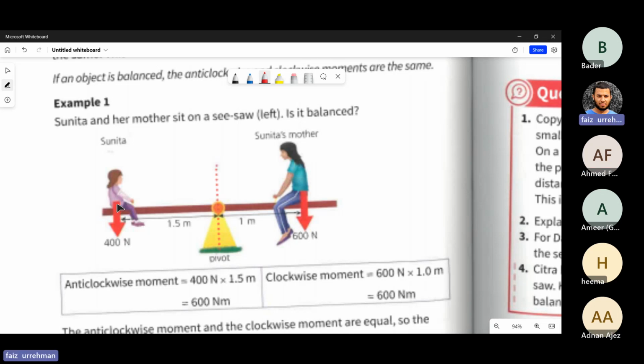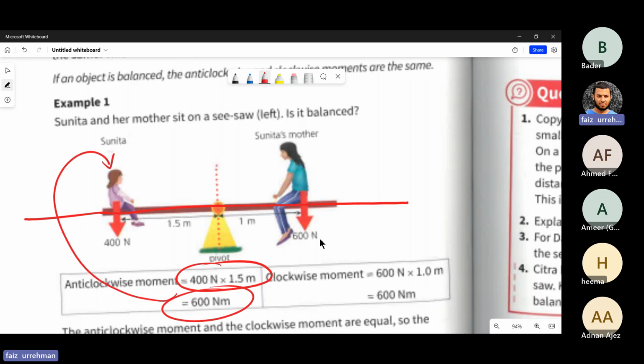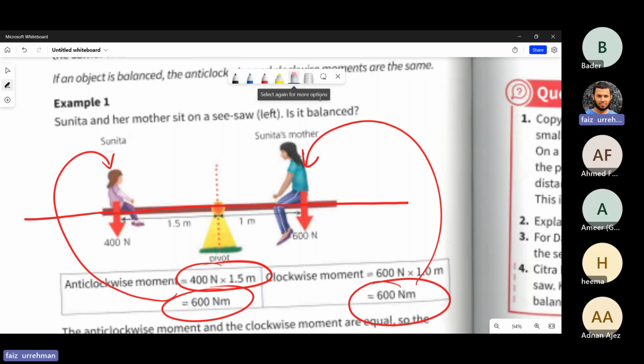But in this case, the moment is equal. That's why the seesaw is balanced. That's why it's horizontal. Because 400 multiplied by 1.5 gives 600 Newton meter. This is the moment for this girl, and 600 Newton meter is also the moment for her mother.